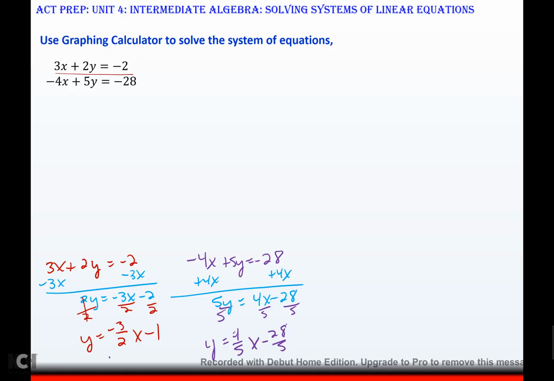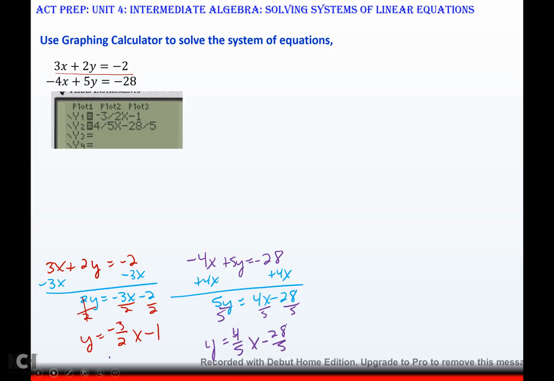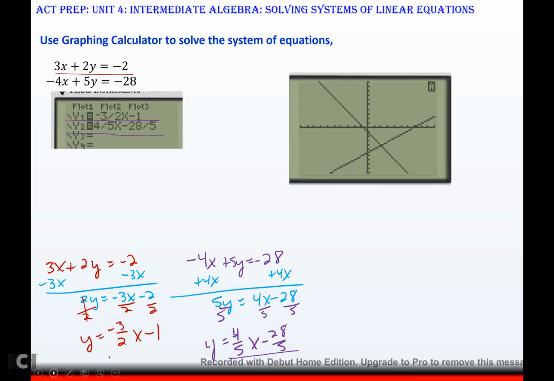Okay? So now, what you do is you go to your graphing calculator and you type in the first equation for y1. So that will be my negative 3 halves x minus 1. Then I type in my second equation, y equals 4/5 x minus 28/5. And I hit graph. Okay, this is a Zoom 6 window. This is a standard window.